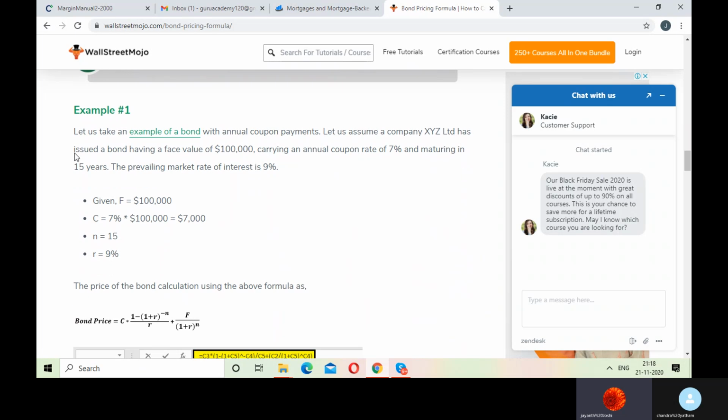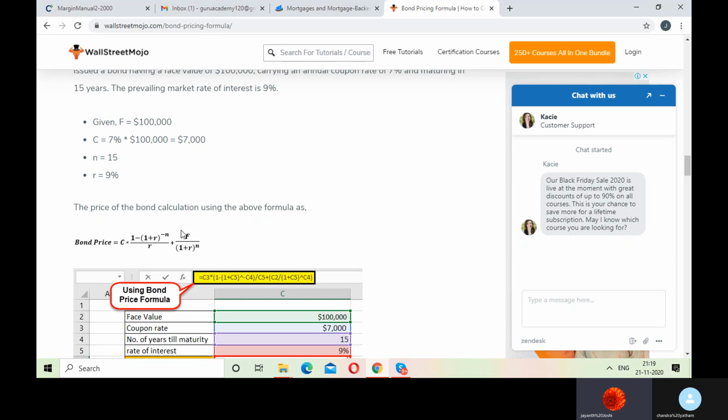Say, for example, let us take an example of a bond with annual coupon payments. A company has issued a bond having a face value of this, carrying the coupon rate this, and maturing at this, and the yield to maturity is this. So you'll be taking yield to maturity to find out your bond price. How will you do that? You will put all this in the formula. The face value is 1 lakh divided by (1 plus r) to the power of 15 years, and then this is the present value of annuity formula, which we saw yesterday. So this will give you the bond price.